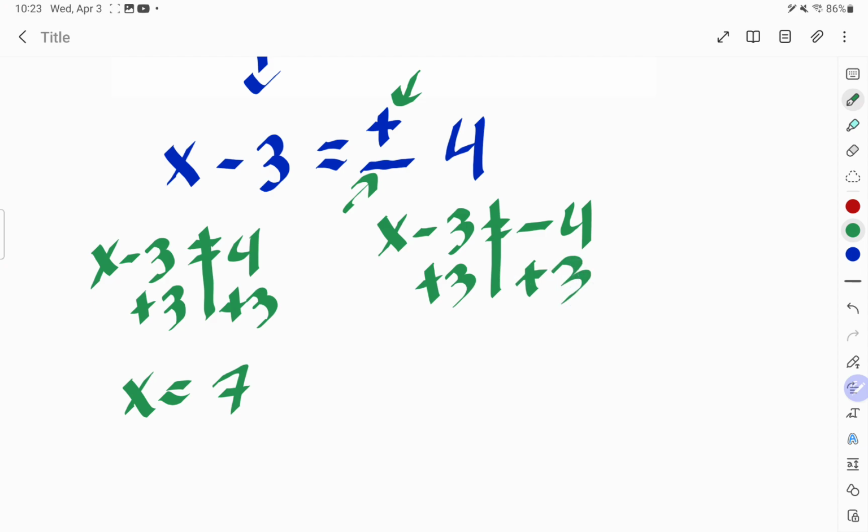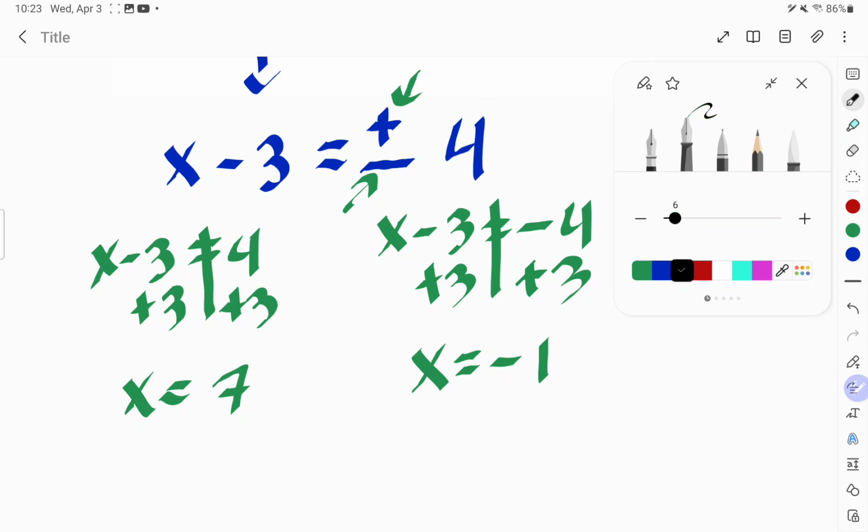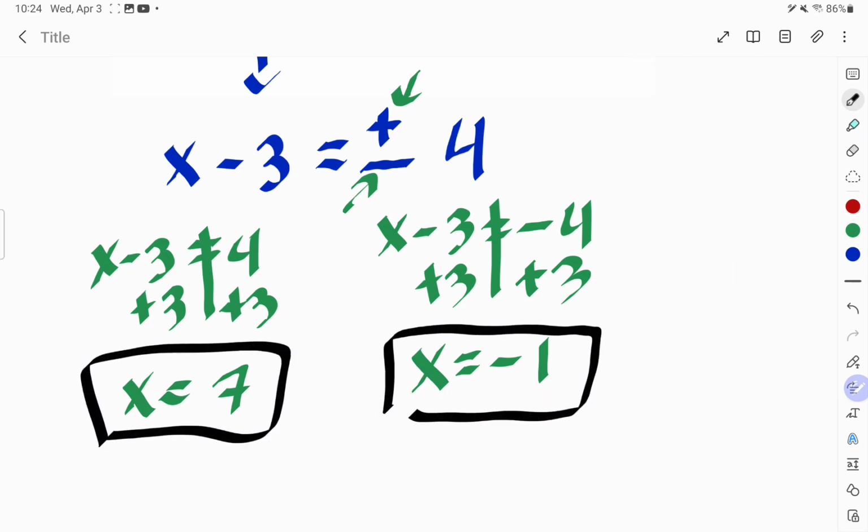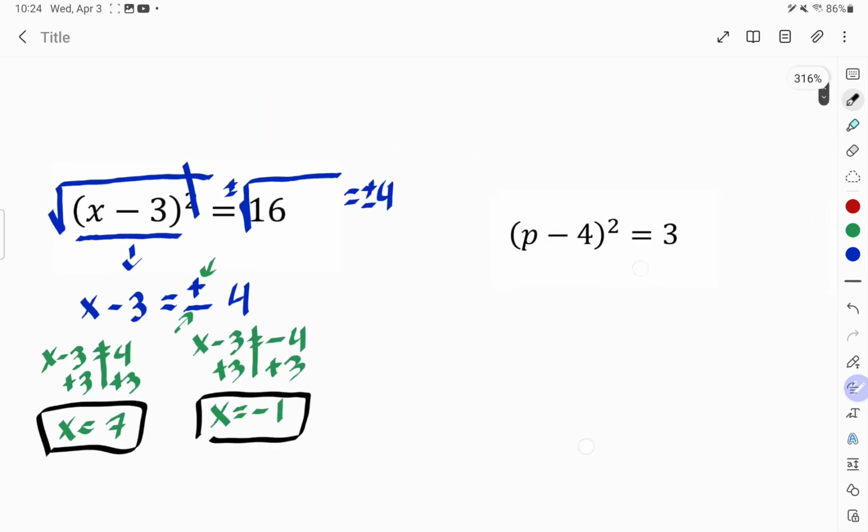Plus 3 plus 3. Now, negative 4 plus 3 is, they subtract because they're different signs, and I keep the sign of the bigger one. So it's negative 1. And I'm going to box it so you guys can see. That is my answer for the very first problem. Not very difficult, right? Pretty easy.